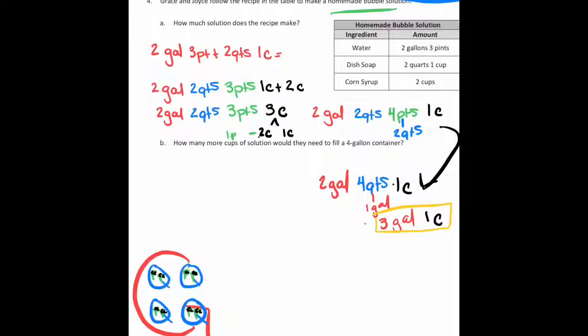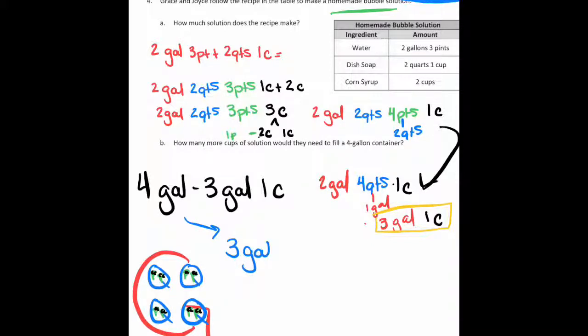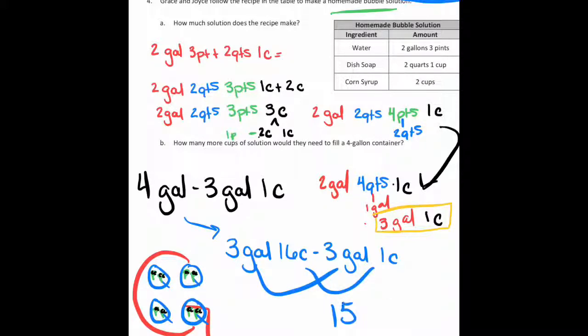Alright, so we got a 4-gallon container, so I'm going to say 4 gallons minus my 3 gallons and my 1 cup. Now before I can subtract, I'm going to rewrite that 4 gallons as 3 gallons, and how many cups are in a gallon? 16. So I'm going to say 3 gallons and 16 cups, because that's the same thing as 4 gallons, minus 3 gallons and 1 cup. That way I can subtract the cups. Well, 3 gallons minus 3 gallons will give us 0 gallons, and then 16 cups minus 1 cup will give us 15 cups. So that means I need 15 more cups of solution.